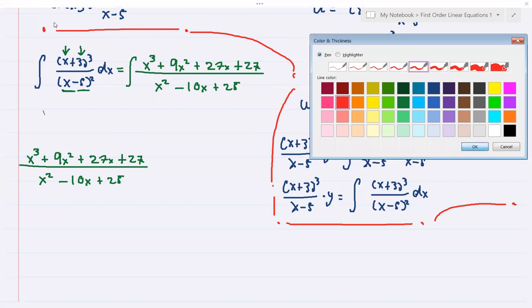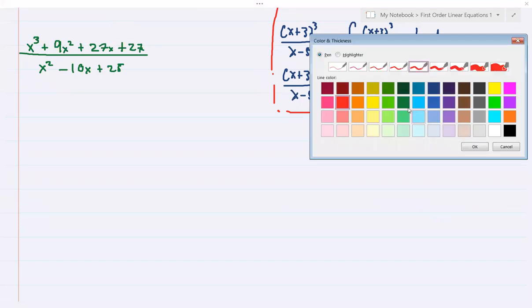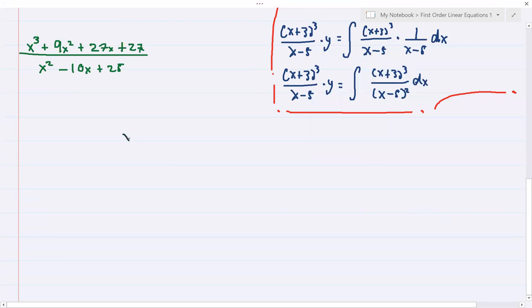Okay, this is gonna be long, guys. So I hope you will learn something from this one. That's why I'm actually quick in explaining. So we have x cubed plus 9x squared plus 27x plus 27, divided by x squared minus 10x plus 25.